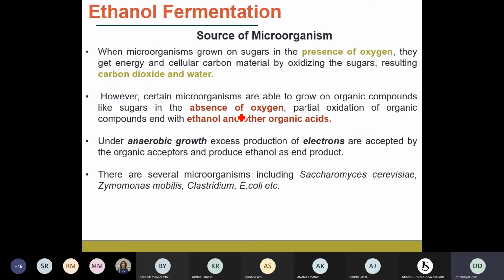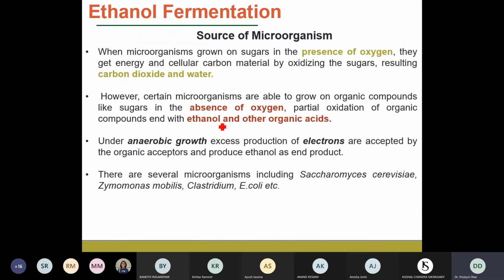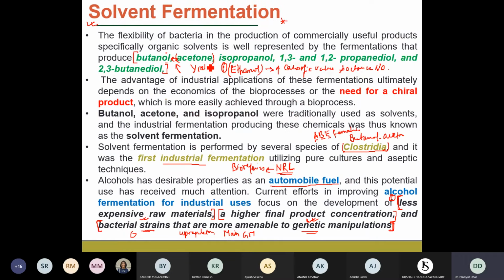Now, if you see the general route or the sources of ethanol fermentation, let us now move to solvent fermentation. Under solvent fermentation, there are different classifications: butanol, acetone, isopropanol, 1,3-propanediol, 1,2-propanediol, butanediol, ethanol production, and so on. We will start with ethanol fermentation, and then we will move to acetone and butanol fermentation in our subsequent classes.